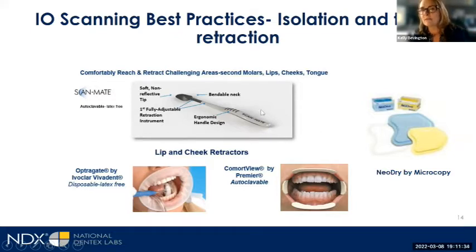And then if you do have an assistant, this is a really nifty device. It's called ScanMate. It's autoclavable, the head is bendable, and it's very gentle to the oral tissues. So you can retract the lips and cheeks, especially when capturing some removable anatomical landmarks that you'll want for removable prostheses.